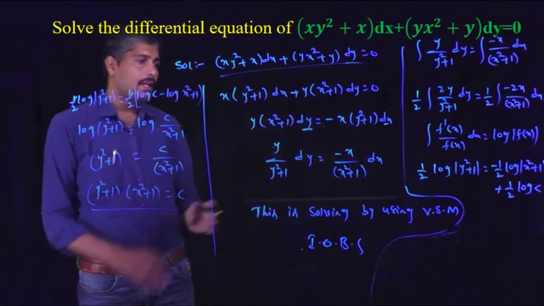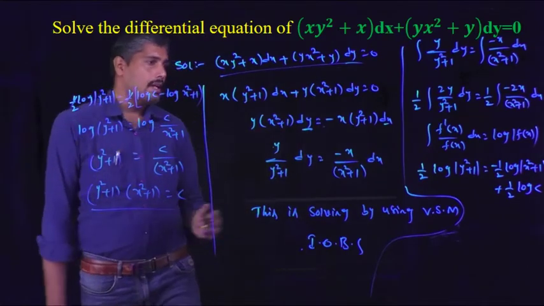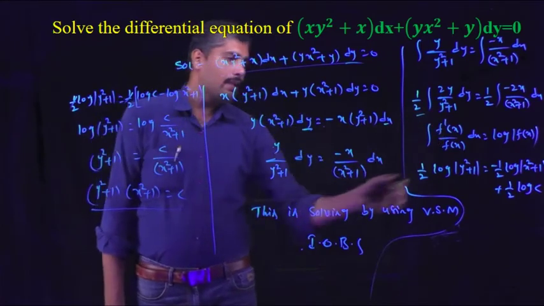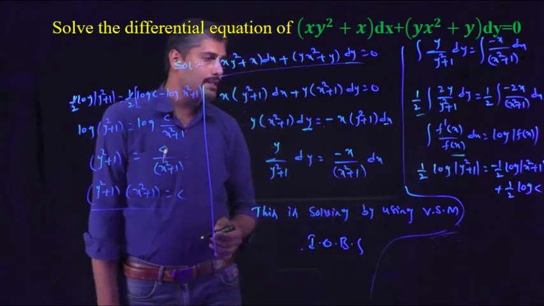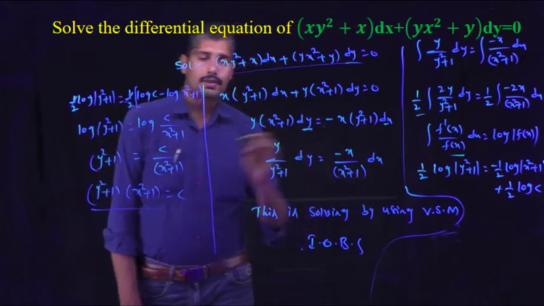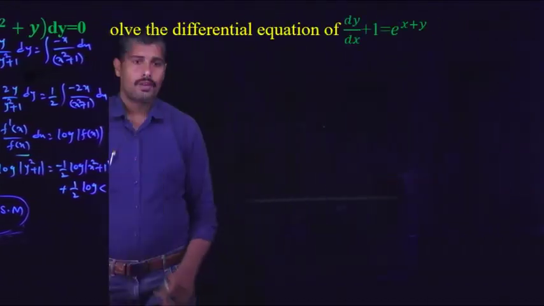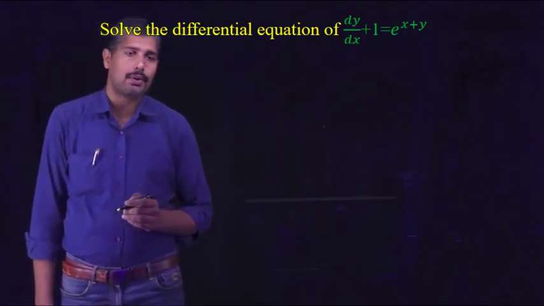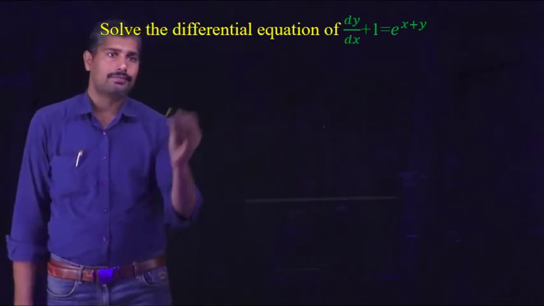Right? Separating y terms and x terms. Here multiply and divide by 2 on both sides. We apply the formula f'(x) by f(x). Right? Then we get the solution of the differential equation. Okay, see one more problem. dy by dx plus 1 equal to e power (x + y).